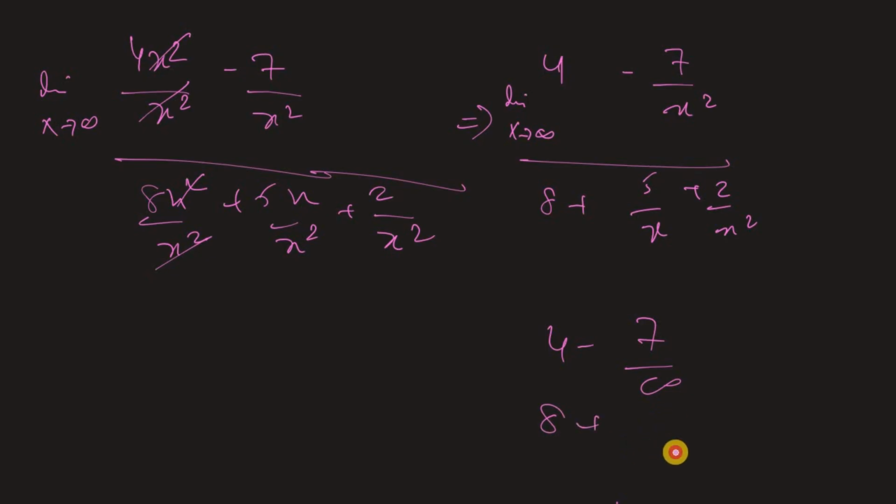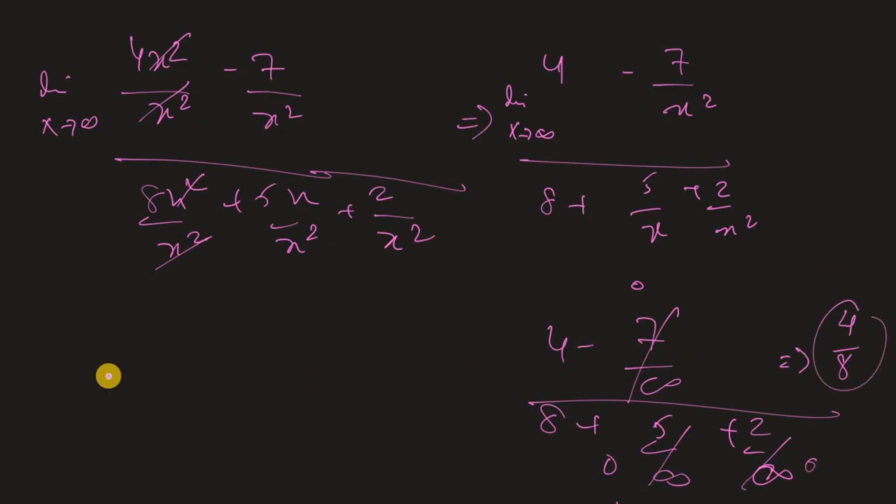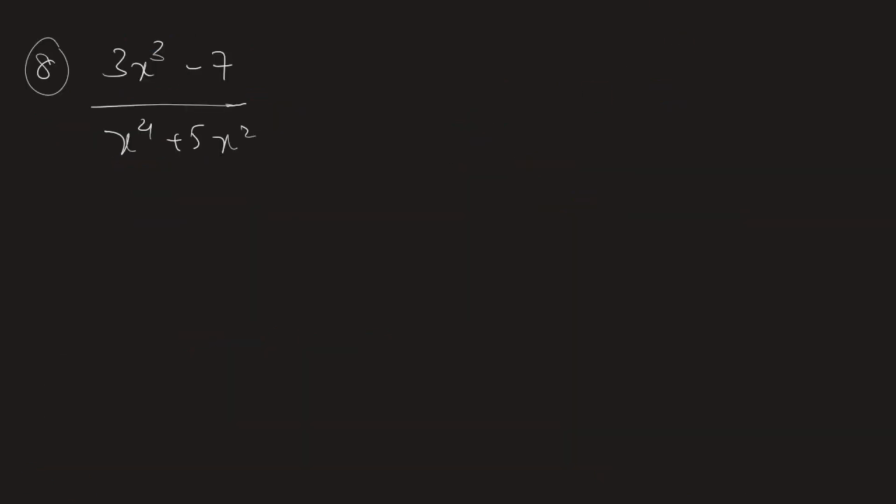If we put the limit in, what do we get? We get 4 minus 7 over infinity, 8 plus 5 over infinity, 5 over infinity plus 2 over infinity. A constant over infinity is a 0, that's a 0, that's a 0. So what do we get as our final answer? We get 4 over 8. And if you do it with negative infinity, you basically get the same thing.